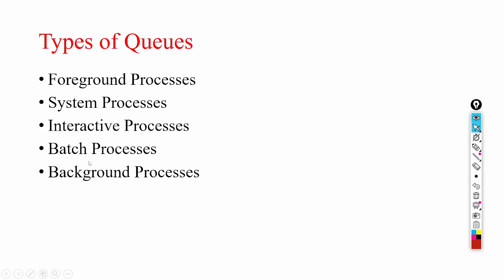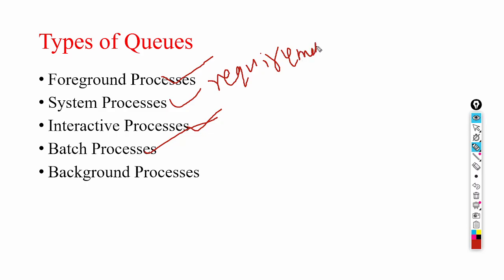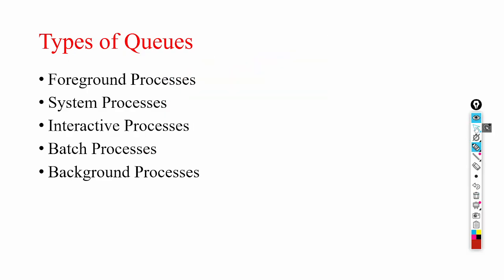Next, there are different types of multi-level queues: foreground process, system process, interactive process, batch process, and background process. Each category of process has different requirements. Since the requirement of each process is different, different queues are maintained here. These are the types of multi-level queues.